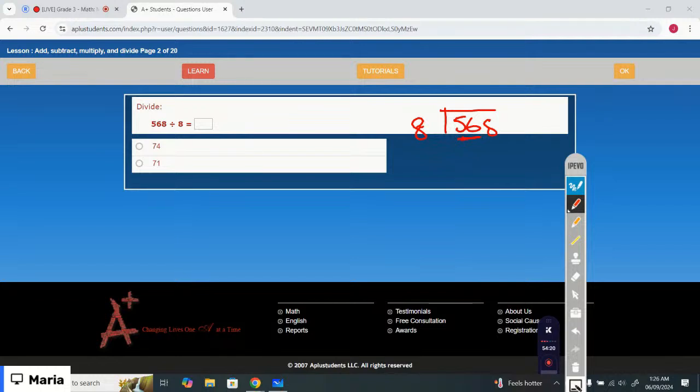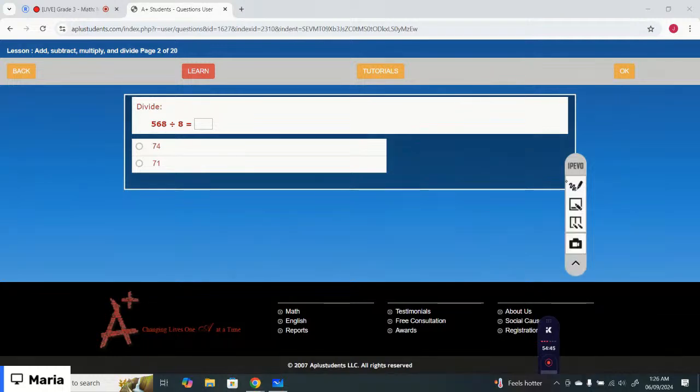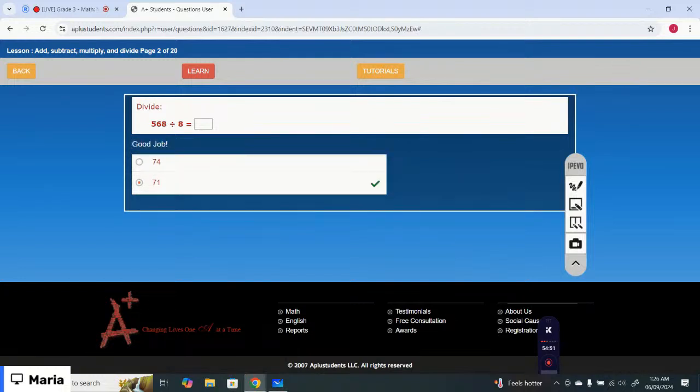The correct option is 8 times 7 is 56, right? So you can go for 8 times 7. 56 take away 56 is 0. You have the next digit, bring it down. Count the table of 8 until 8. So 8 times 1 is 8 and 8 take away 8 is 0. So the correct option is 71. Do not guess the answers. Use your notebook and pencil, solve and then write the answer in the chat box. Option number 2 is the correct option. 71 it is. Got it, everyone?